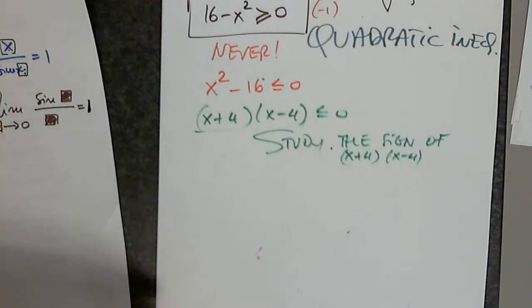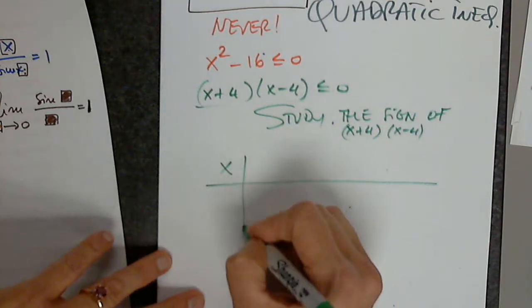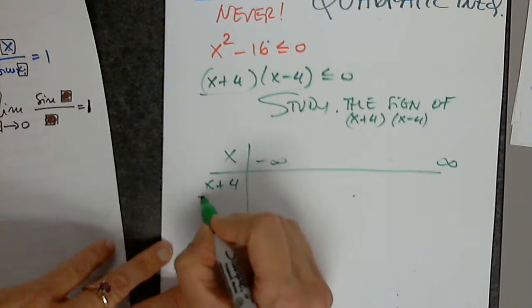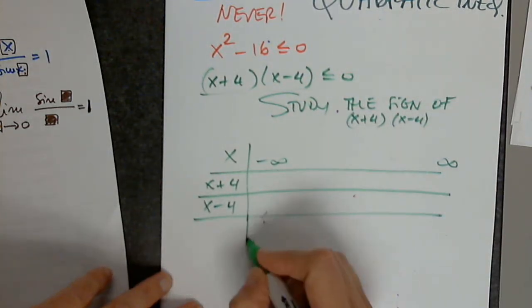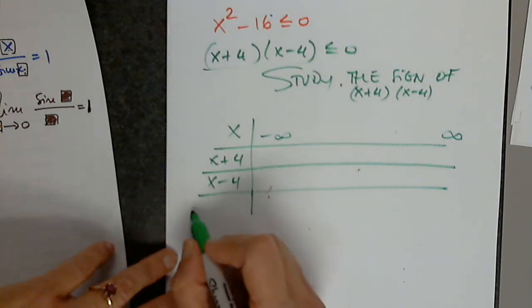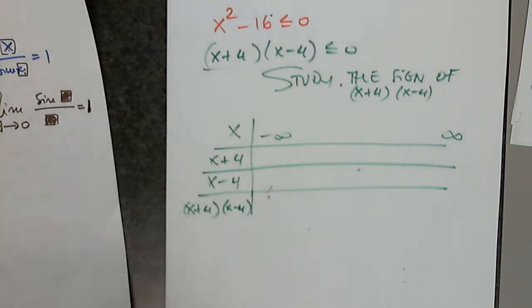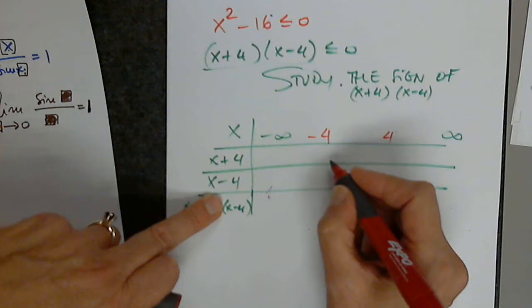If you like my method, use it. If you have a different one, congratulations, use it. The point I'm making is I'm fine with any method. I prefer this one because it's easier to explain. I don't have to plug in numbers and so on, but please feel free to use the one you like. So I'm studying the sign of this expression, and I see that this has a 0 at -4 and this has a 0 at 4.